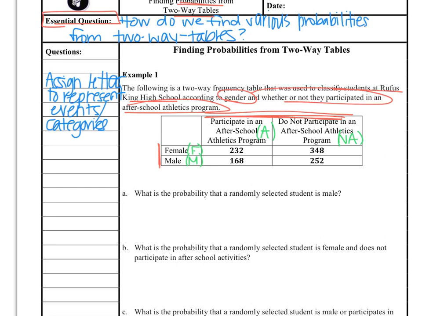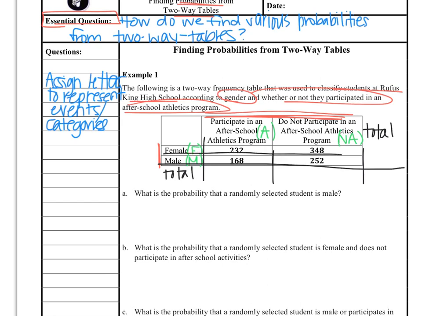And then in order to do probabilities, we actually need to have totals on all the females, all the males, and then totals on who participates after school and who doesn't. So I'm just extending my lines so that it's sort of nice and clean. To find out the total of all the females, I need to total up the females that participate and the females that don't. So I'm just adding straight across to find out the total. To find totals, you just add. Nice and easy. So this gives me 580 over here.